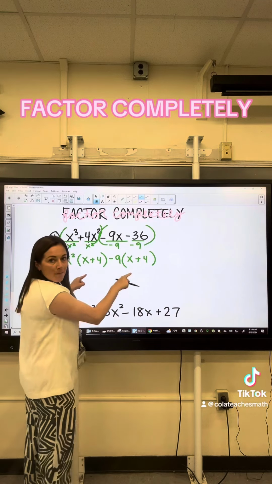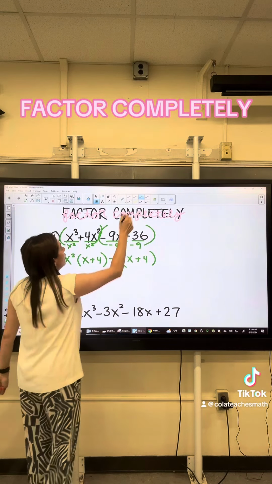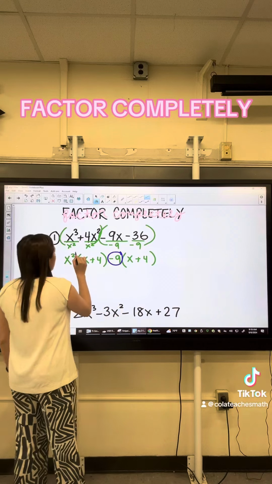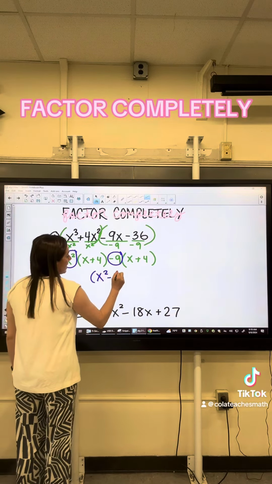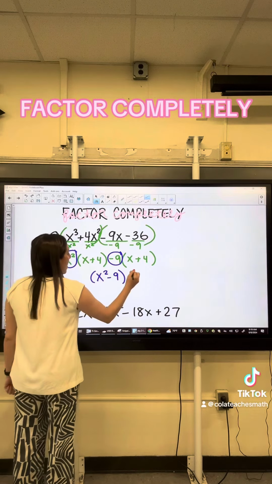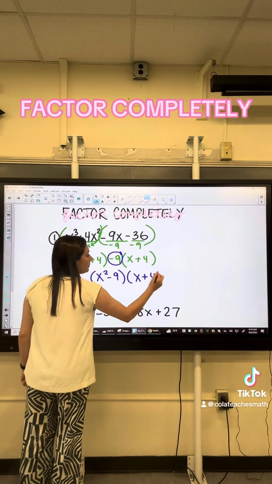If your bubbles don't match, you did something wrong. Circle what's in front of the matching bubbles. Give them their own bubble. X squared minus 9 gets its own bubble, and then you're going to rewrite x plus 4.